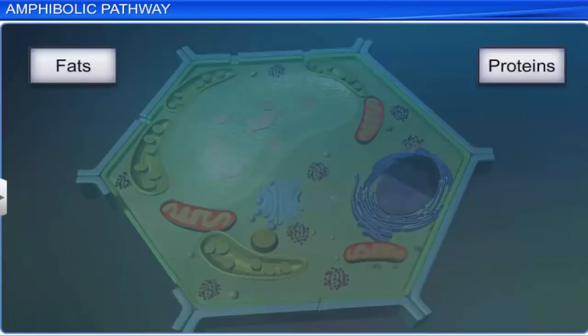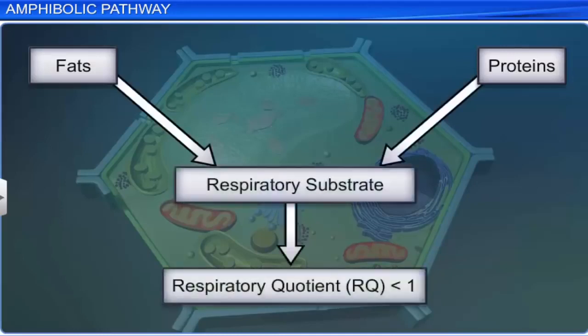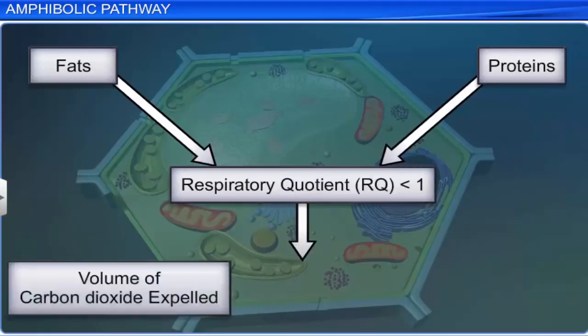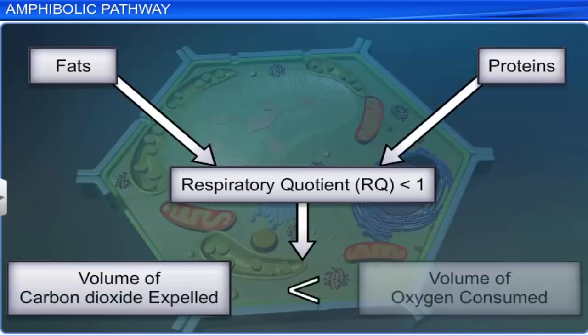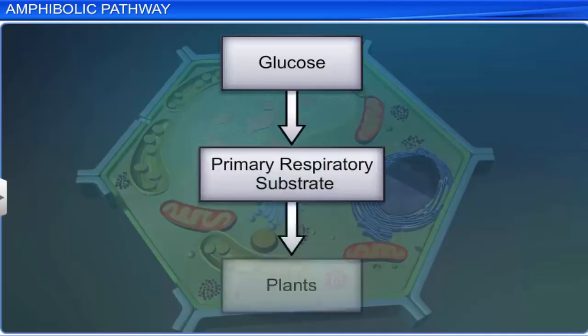But when fats or proteins are used as the respiratory substrate, the RQ value is less than 1. That is, 0.7 for fats and 0.9 for proteins, which means the volume of carbon dioxide expelled is less than the volume of oxygen consumed. This is why glucose is used as the primary substrate for respiration by plants.